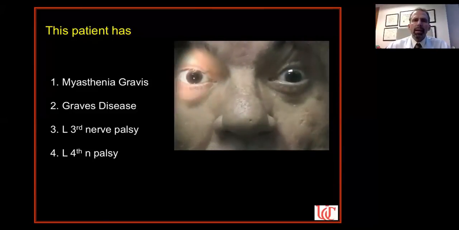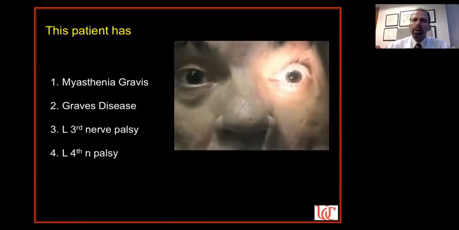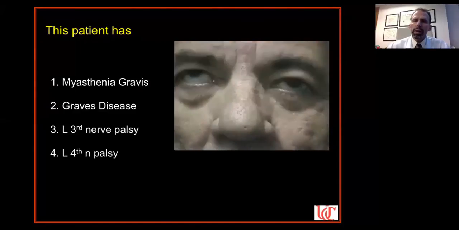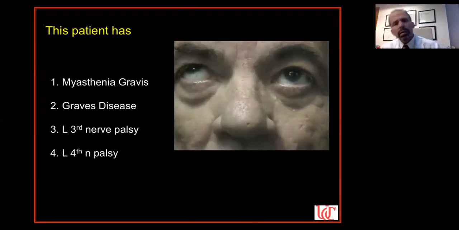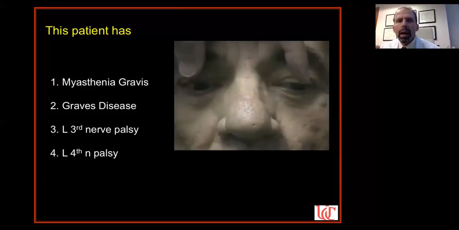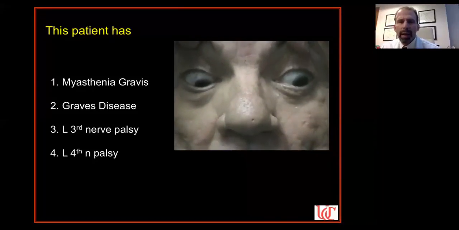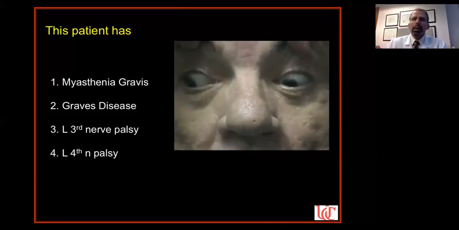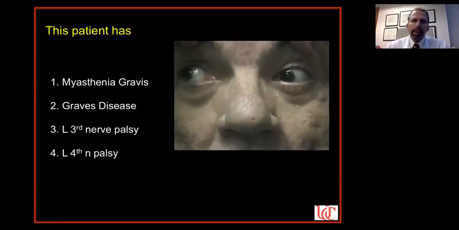Is it myasthenia, Graves' disease, left third nerve palsy, left fourth nerve palsy? He's got dark brown irises. I'm trying to show you those irises. Since it may be hard to see because of the color, I'll tell you he does have a bit of anisocoria. The left pupil is slightly larger than the right. They both react symmetrically, and you can see his eye movements.